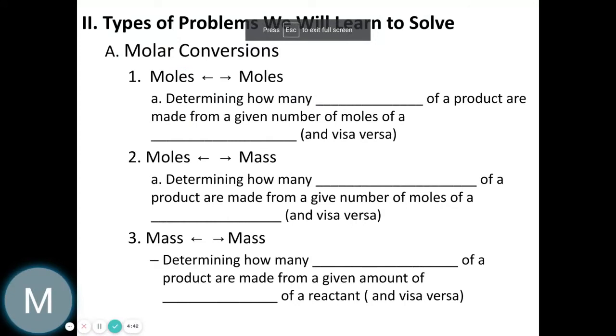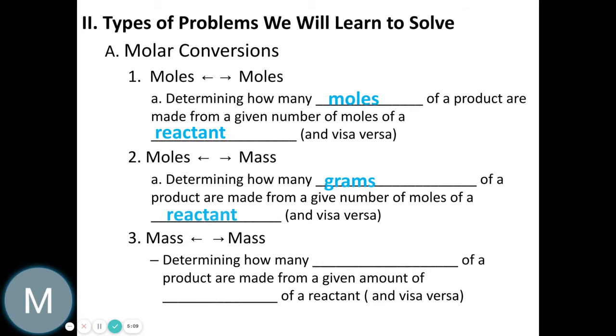Okay, so the types of problems we're going to learn how to solve, and we're only going to be working with number 1 today. We're going to slowly get through all of these, but we'll be looking at mole-to-mole conversions, which is determining how many moles of a product are made from a given number of moles of a reactant, and then also vice versa. We're going to learn how to go from mole to mass, which is determining how many grams of a product are made from a given number of moles of a reactant, and then vice versa.